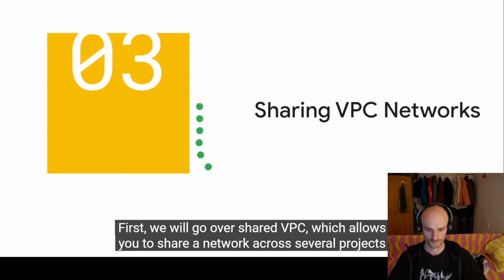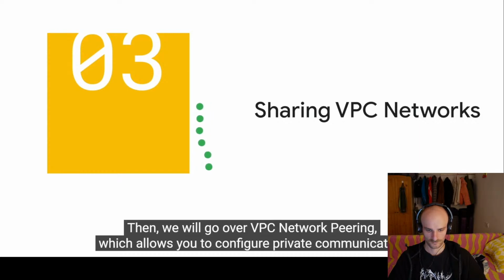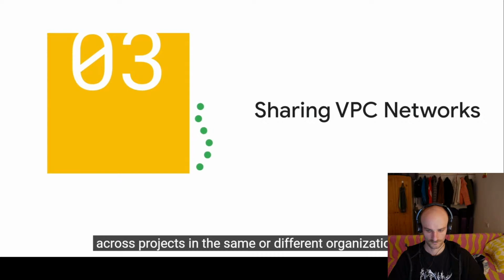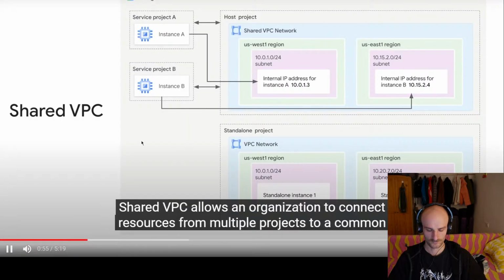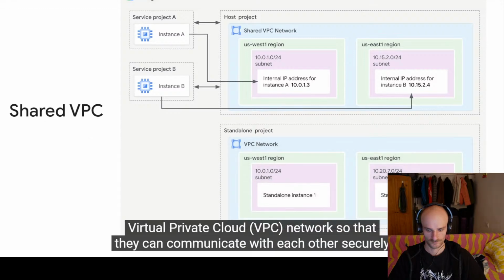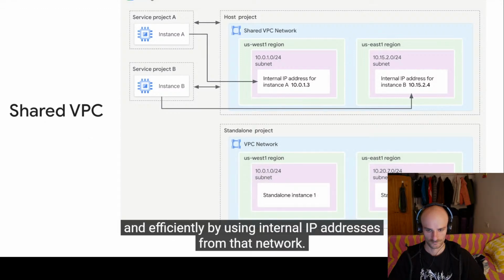First, we will go over Shared VPC, which allows you to share a network across several projects in your GCP organization. Then, we will go over VPC network peering, which allows you to configure private communication across projects in the same or different organizations. Shared VPC allows an organization to connect resources from multiple projects to a common Virtual Private Cloud (VPC) network so that they can communicate with each other securely and efficiently by using internal IP addresses from that network.